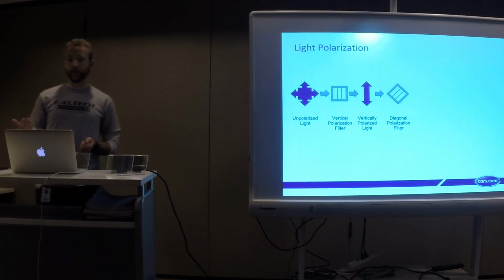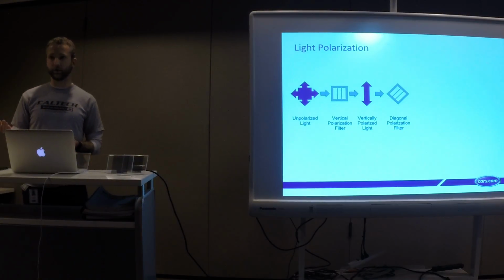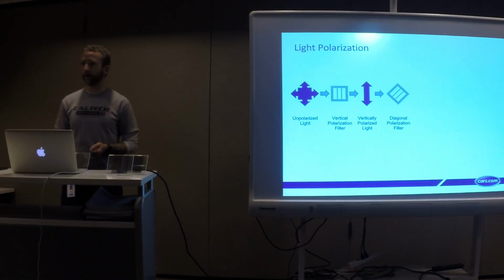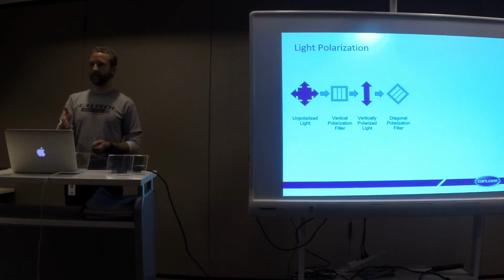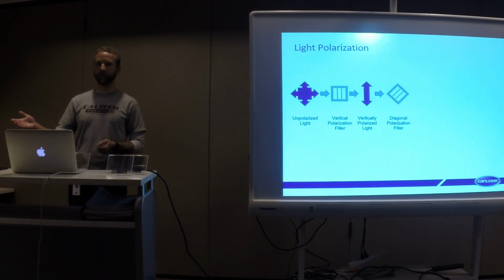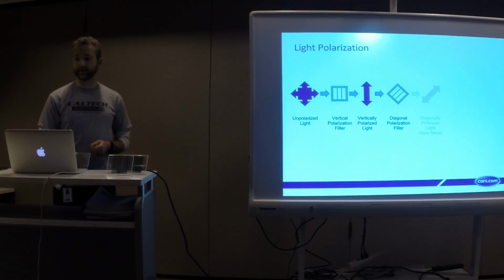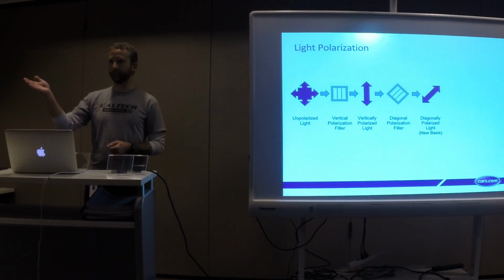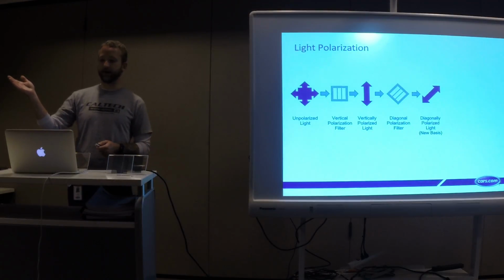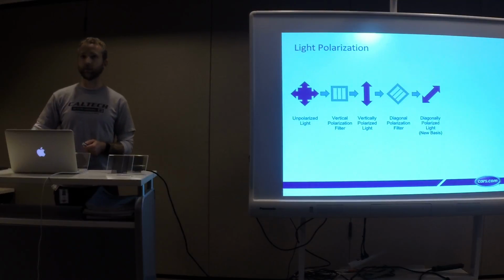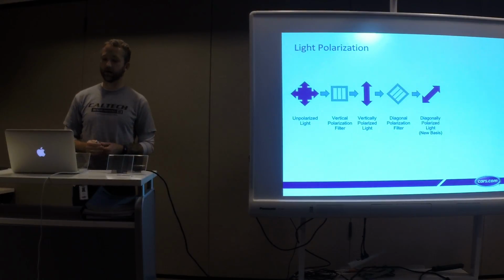So when we do the diagonal polarization filter, anytime we're doing a filter, we're actually doing a measurement. We're observing the state of the polarization because only certain polarizations get through. So when we do this, we now measure that some of the light is polarized diagonally in this direction rather than the other diagonal.